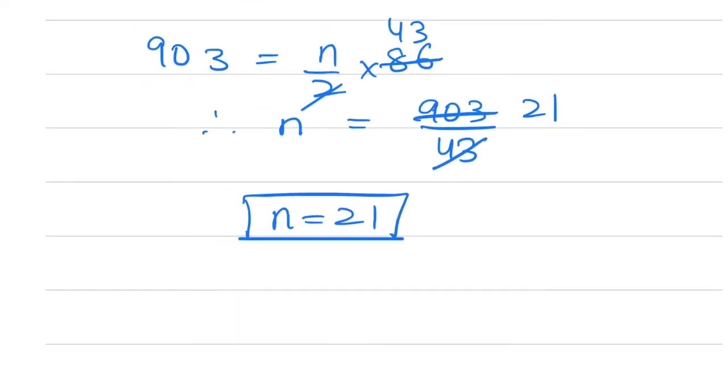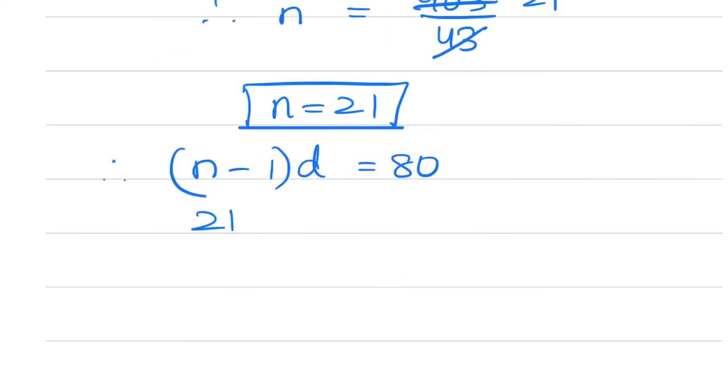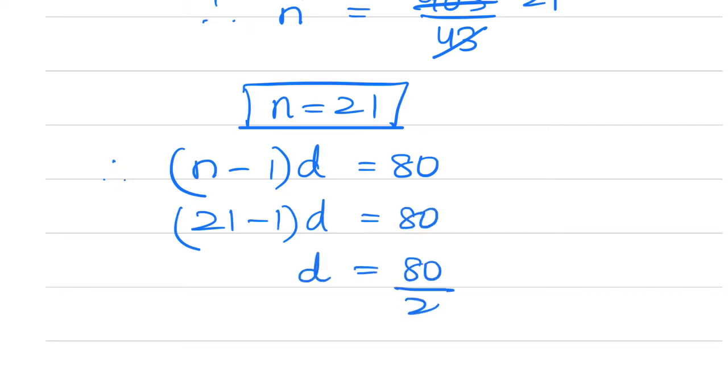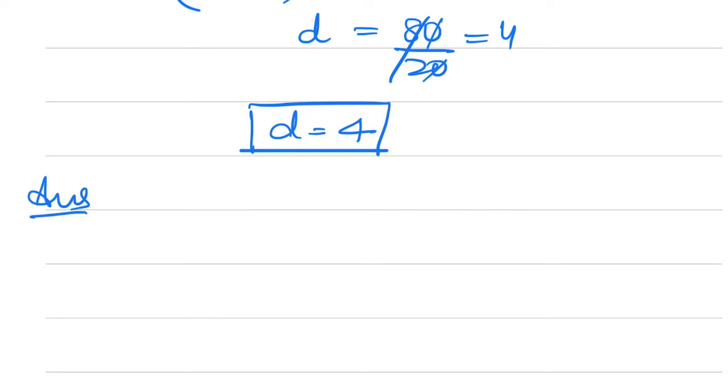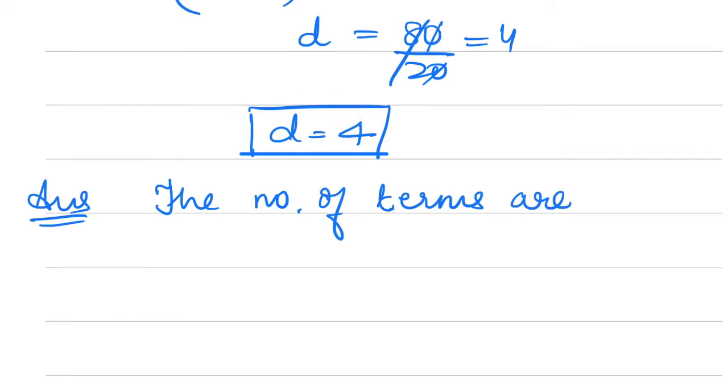Now let's find out d. Therefore, n minus 1 into d is given to us as 80. n is 21 minus 1 multiplied by d is equal to 80. So d is equal to 80 by 20. So 4. So d is equal to 4. And so the number of terms is 21 and the common difference is 4.